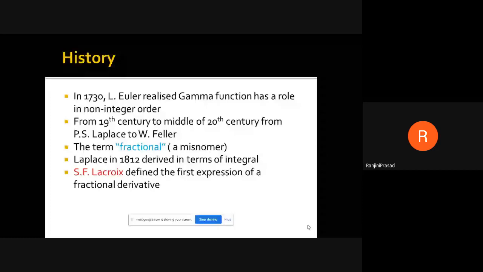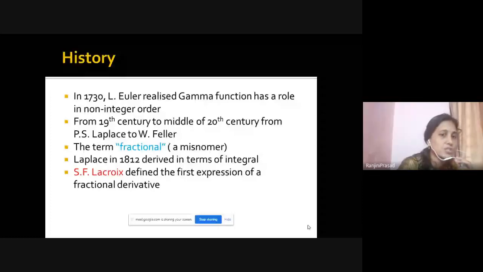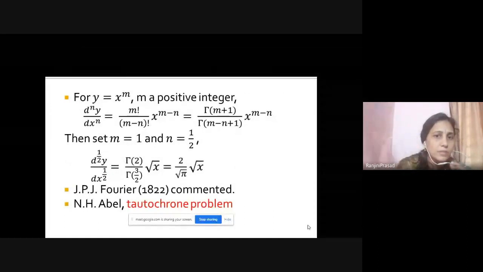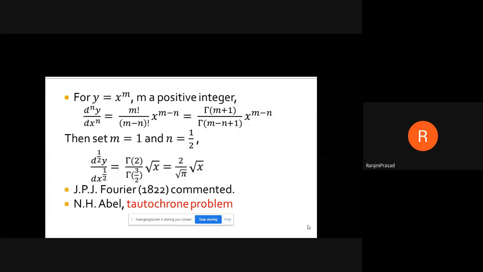Laplace, who is the main mathematician most important in this area, defined the first expression of a fractional derivative. He is the man to give the first expression of a fractional derivative. He used the polynomial function y is equal to x power m, where m is a positive integer. He developed the d power n y by dx power n, that you can find out.